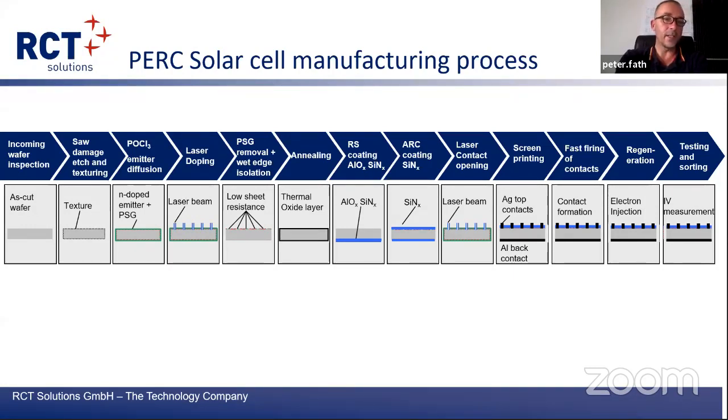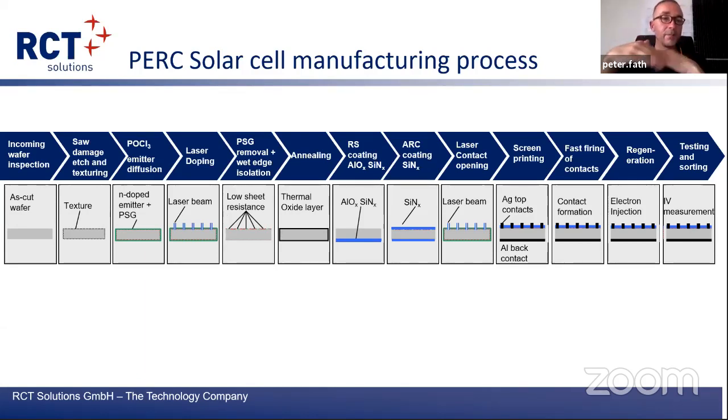First we have the incoming wafer, which comes from the silicon wafer factory, which is 158 times 158 or 166 times 166, a 180 micrometer thin silicon sheet, or we call it a wafer, like the semiconductor guys. That sheet comes to our factory. It's a little dirty on the surface, so we have to clean it. We have to measure whether there are any defects, any crystal structure defects. So we do very accurate incoming wafer inspection.